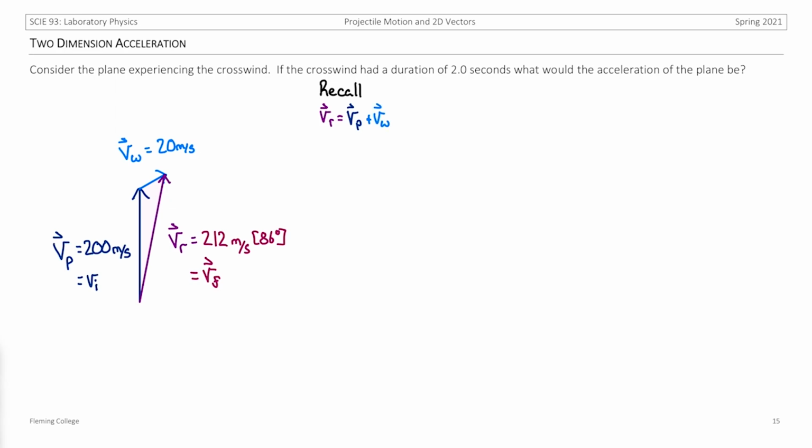So if we substitute what we just said, that means our final velocity is equal to the initial velocity plus the velocity of the wind. And if we rearrange this one, that means that the velocity of the wind is the difference between the final velocity and initial velocity, which is very convenient because that's our vector definition of our change in velocity. So if we want to calculate acceleration here, that means we have change in velocity over change in time, which is just equal to the velocity of the wind over change in time.